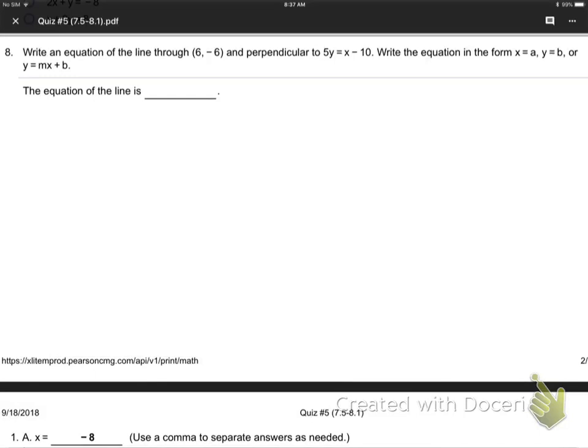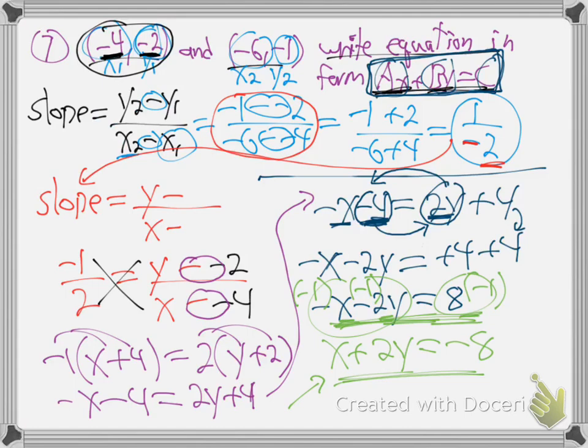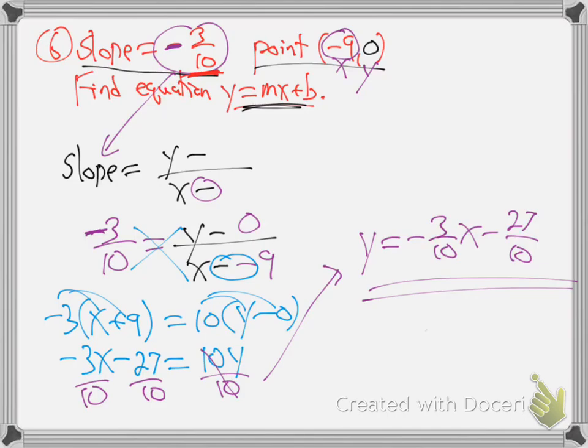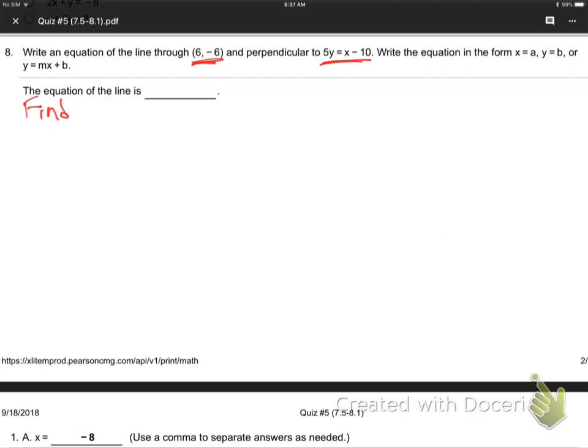Okay, so here we are in number 8. They're giving me a point, and they're telling me perpendicular to that. Now, the first thing we always need on these equation problems is a slope. How am I going to get my slope? They're not handing me the slope. In the last problem, I found the slope by doing the 4 numbers. The problem before that, they just gave me the slope right in the beginning. So you always need the slope.